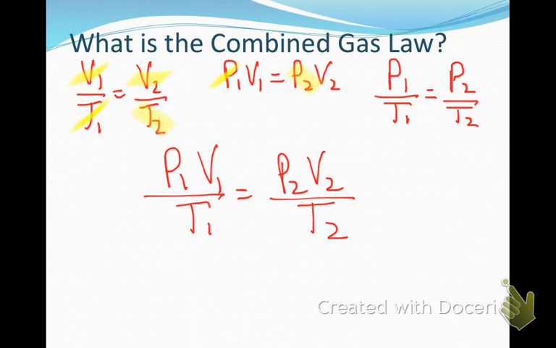And then let's do the last one. If I have constant pressure, meaning my pressure doesn't change, I can have V1 over T1 is equal to V2 over T2, which ended up being Charles' law.